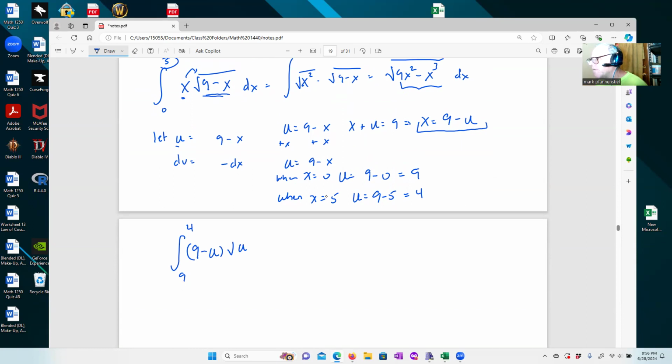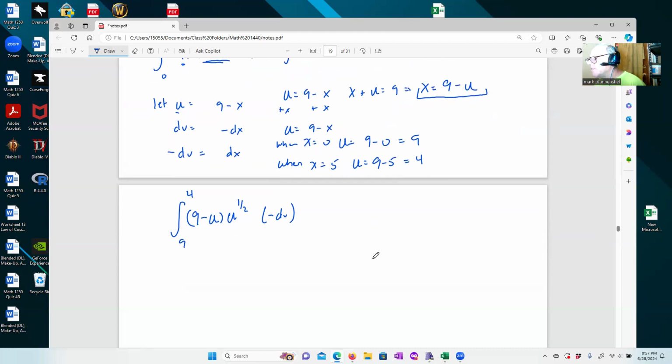I'm not even going to write the square root, forgive me for that. We're just going to write this as u to the 1/2 power. And then we have our dx. What is dx? Negative du would equal dx, just from going from here.